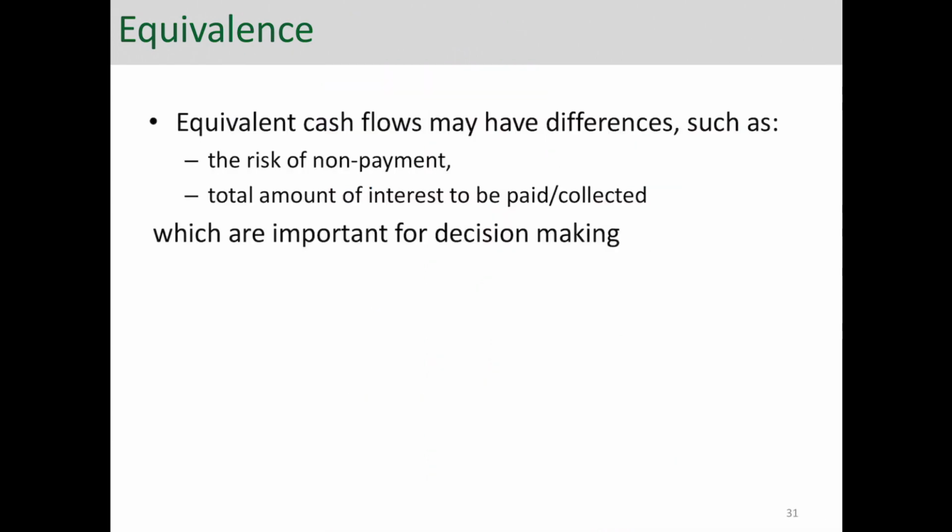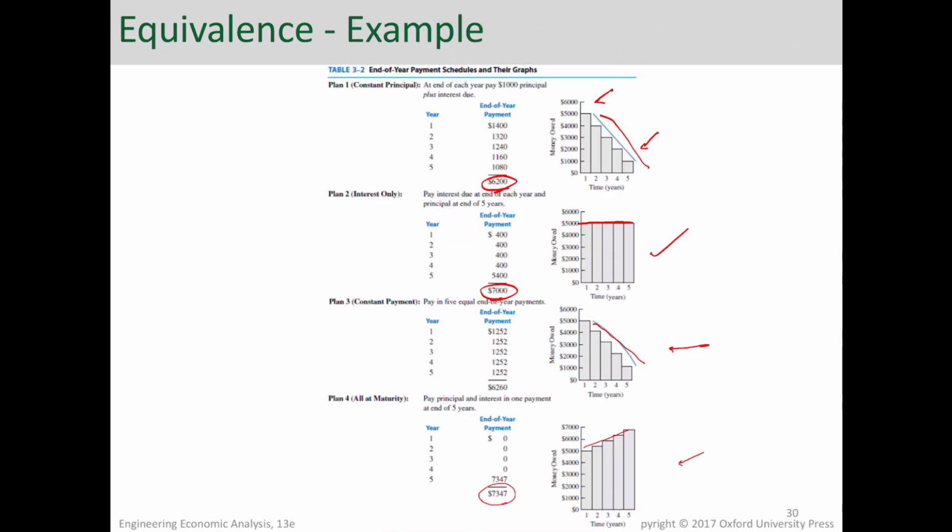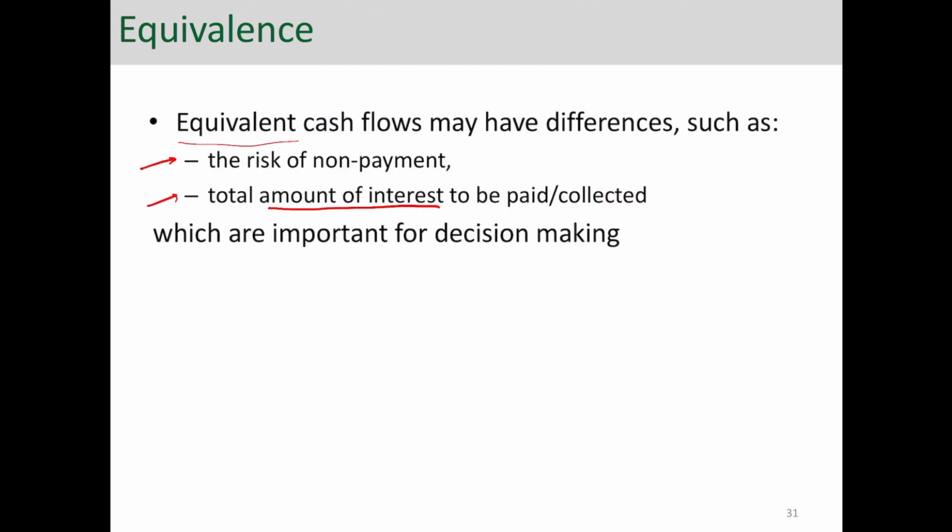Equivalent cash flows have differences. They are equivalent at 8% or whatever percentage, but there are differences between them. One of them is the risk of non-payment, and the other is the total amount of interest to be paid or collected. That's why in these four examples, the amount of interest that you're paying in these four repayment plans is different. So this is one of the differences between equivalent cash flows, but they are equivalent. And the risk of non-payment is one of the key factors in decision making. That was what we had for equivalence.